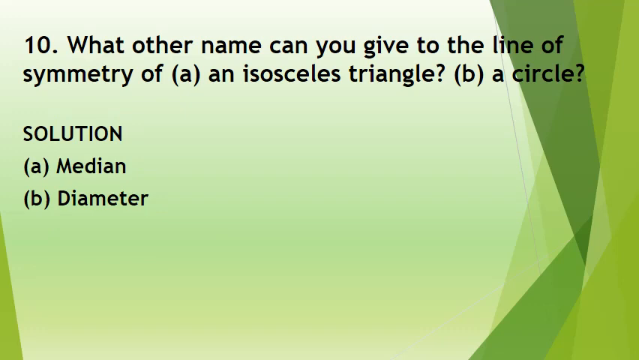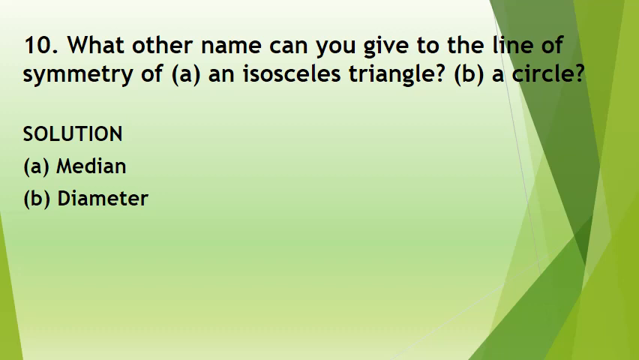Next question number 10. What other name can you give to the line of symmetry of an isosceles triangle? We can say the line of symmetry in an isosceles triangle is the median. You know the definition of median. Median is the line segment drawn from the opposite vertex to the midpoint of the side. So in an isosceles triangle, we can draw only one median, and it is the same as the line of symmetry of the isosceles triangle.